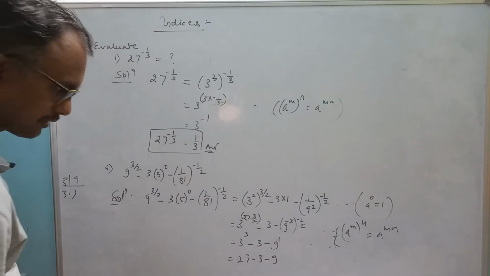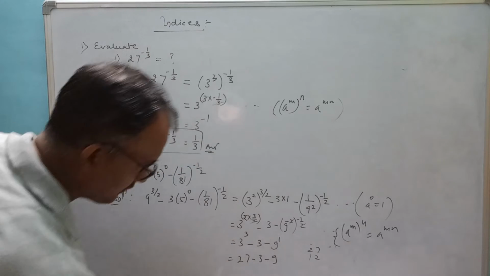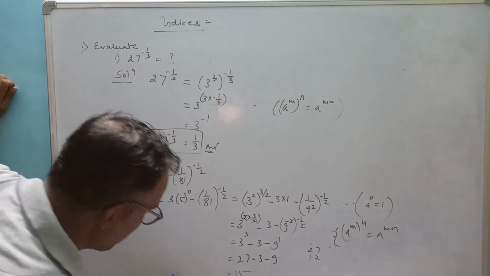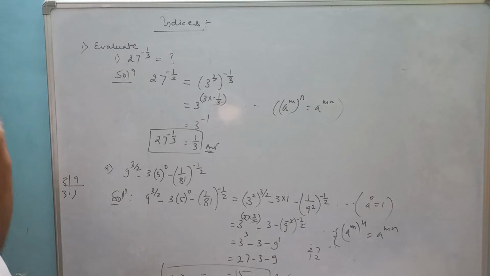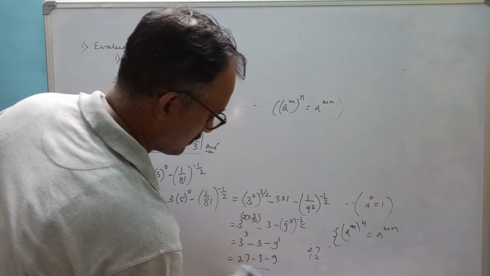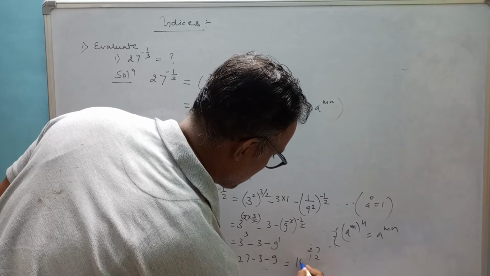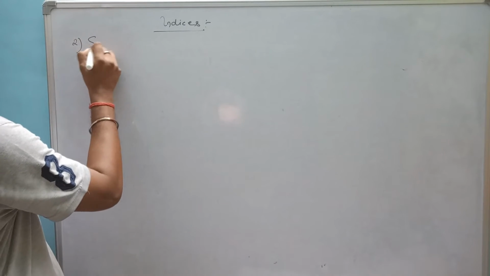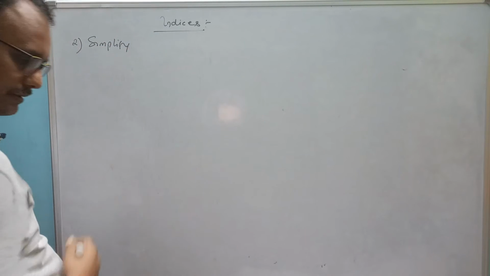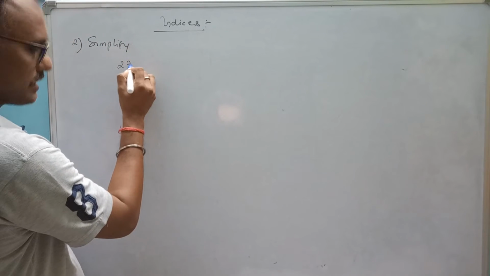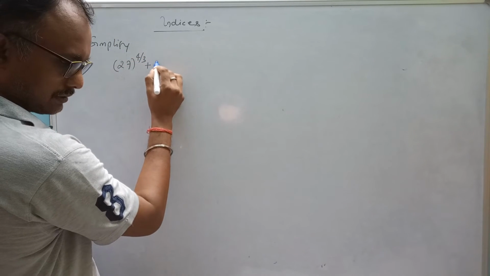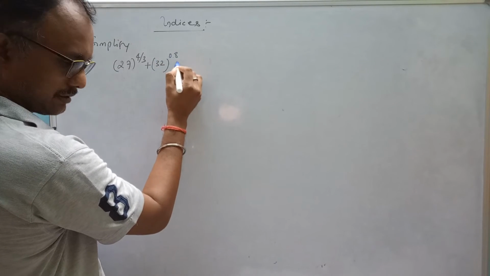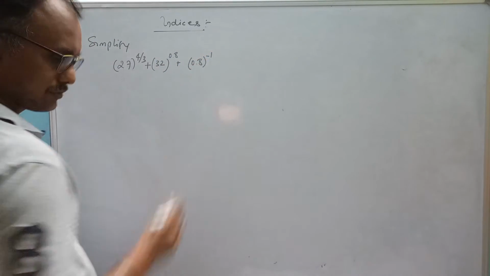सो कितना हो गया? 15. So this can be answer. Oh, this is not possible. Second question is simplify 27 raised to 4 by 3 plus 32 raised to 0.8 plus 0.8 raised to minus 1.